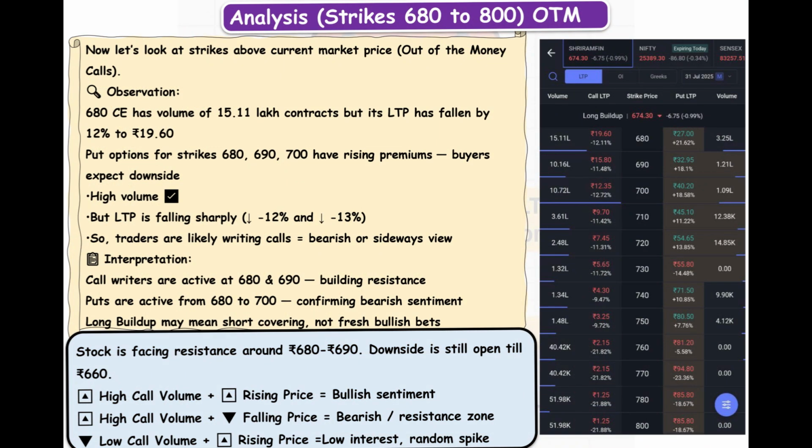Now let's check the higher strike prices. 680 call has huge volume, over 15 lakh contracts, but price is falling. Put premiums from 680 to 700 are rising. Conclusion, strong resistance at 680 to 690. Bearish pressure remains. The bounce, if any, may just be short covering.